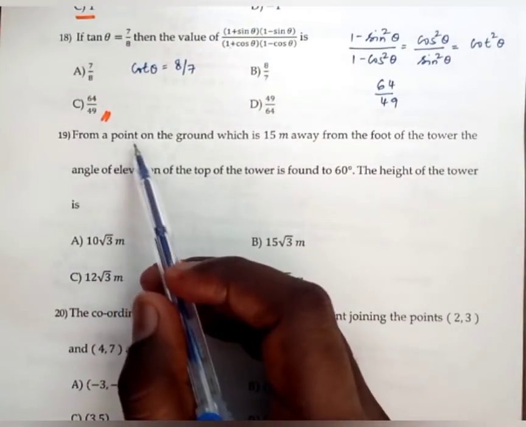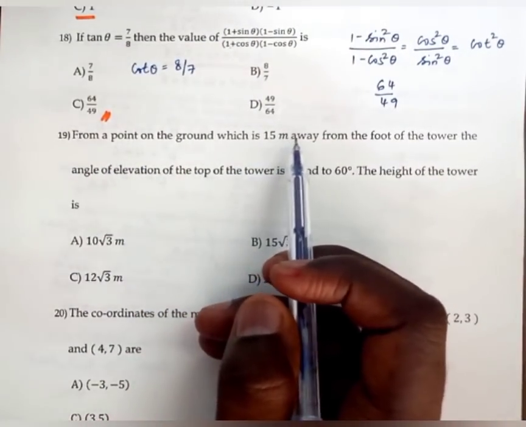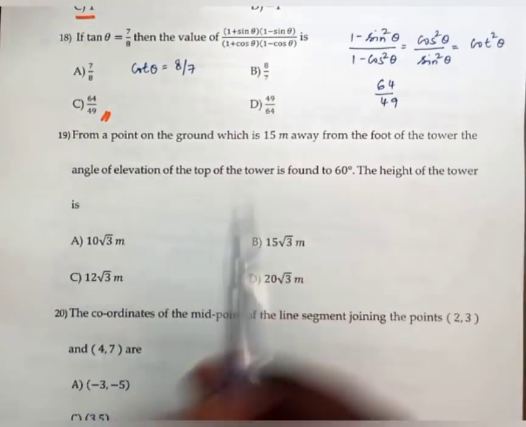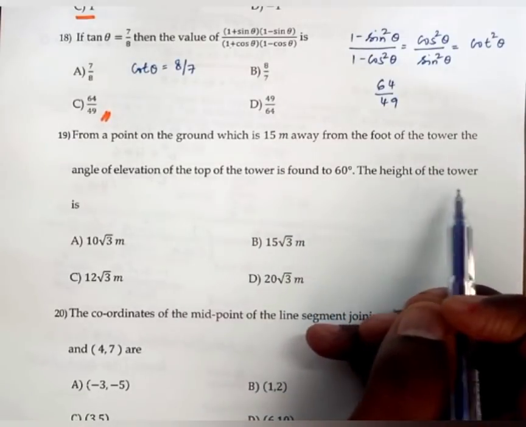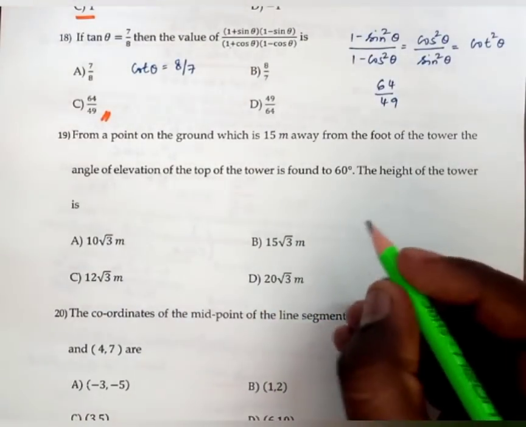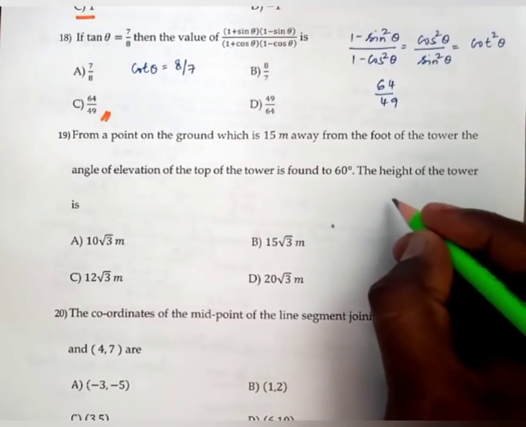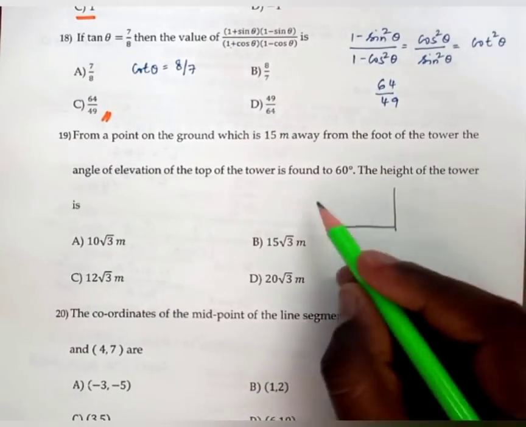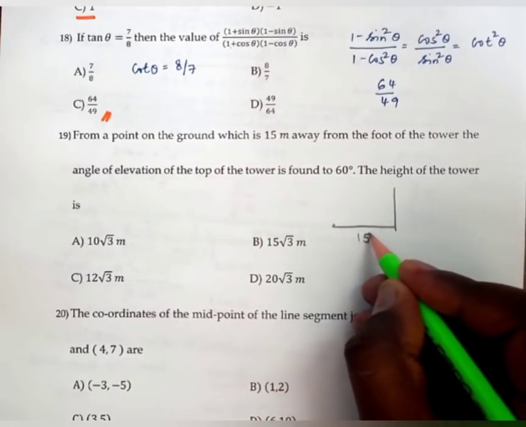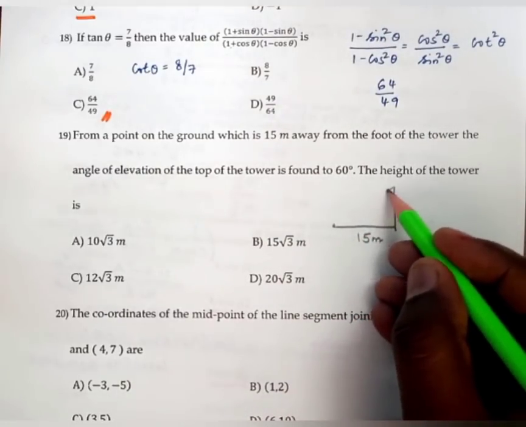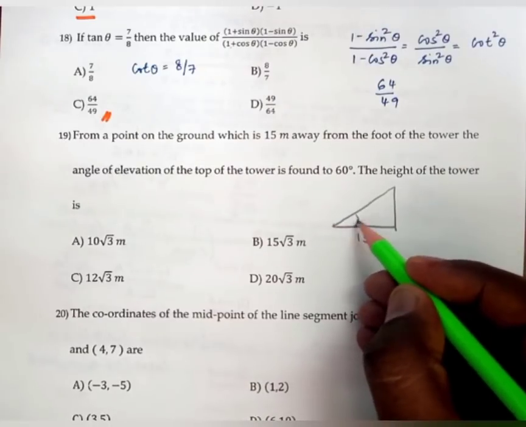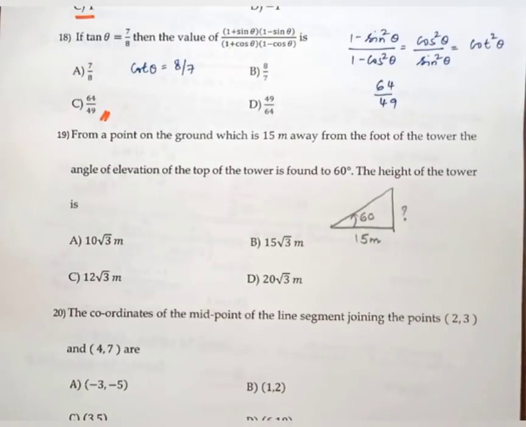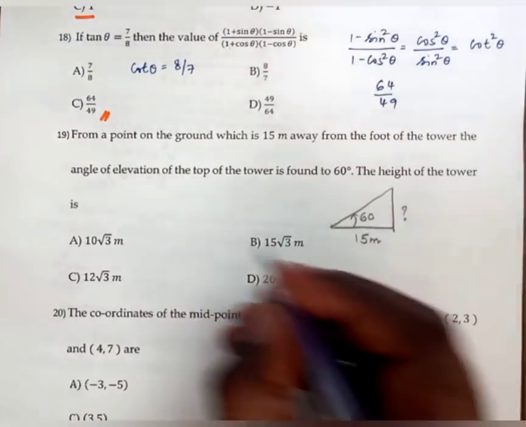Question number 19. From a point on the ground which is 15 meters away from the foot of the tower, the angle of elevation of the top of the tower is found to be 60 degree. Find the height of the tower. Let a tower standing on the ground which is 15 meters away from a point make an angle 60 degree. Now we need to find out the height of the tower.